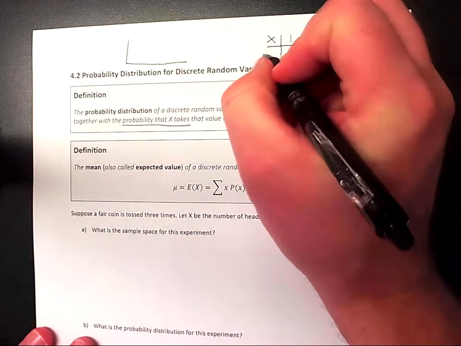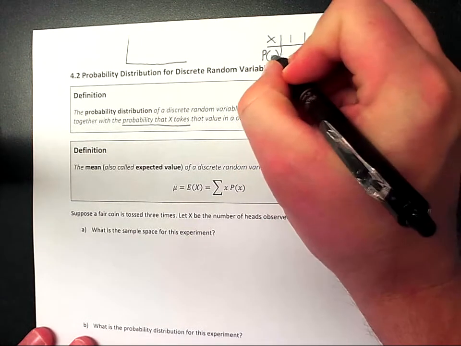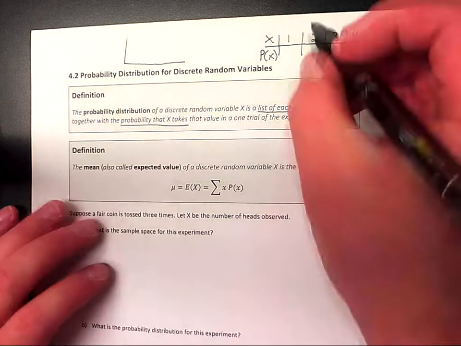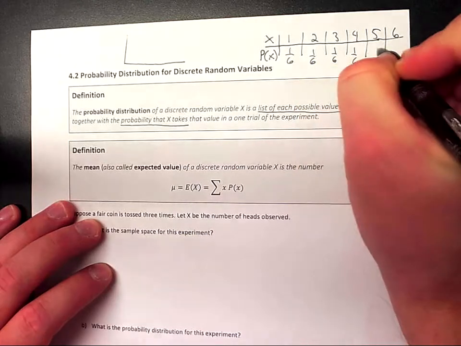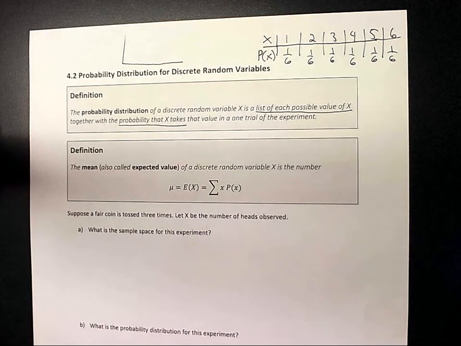So here, what we're going to write is the probability of x, right? Remember that P in parentheses means probability of. So we're going to record the probability of x values. And what's the probability of getting a number 1? And then just 1/6 for all of these, right? So this right here would be a perfect example of a probability distribution for the discrete random variable of rolling a 6-sided fair die.